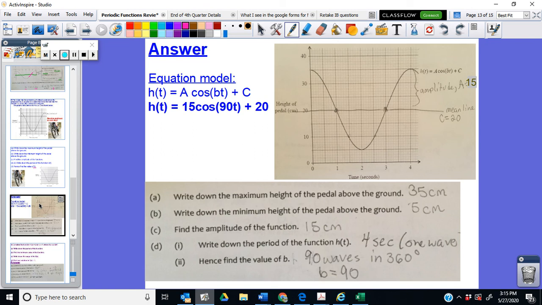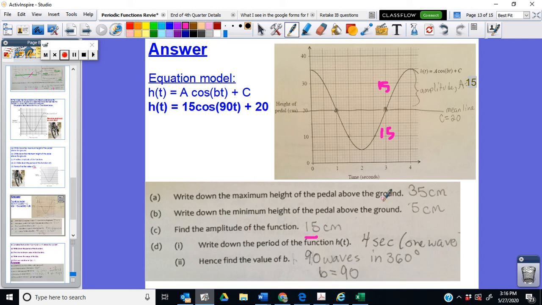So from the graph, we can easily see the max is at 35 centimeters, the minimum is at 5 centimeters, and we can find the amplitude by looking from the mean line of 20 up to 35, or from the mean line of 20 down to 5. Each way, there's a difference of 15 and 15. Okay, so that's why the amplitude is 15.